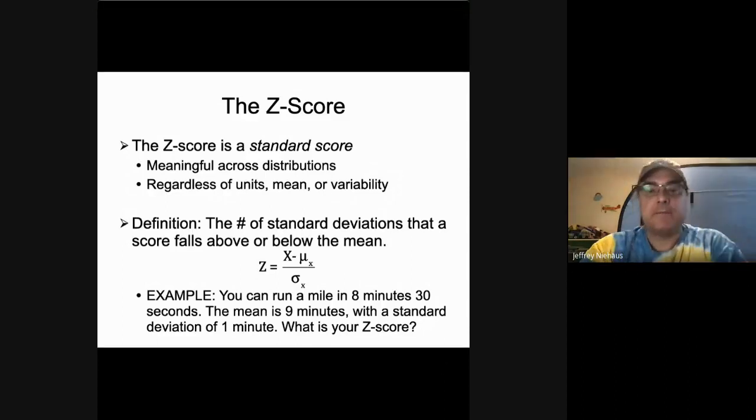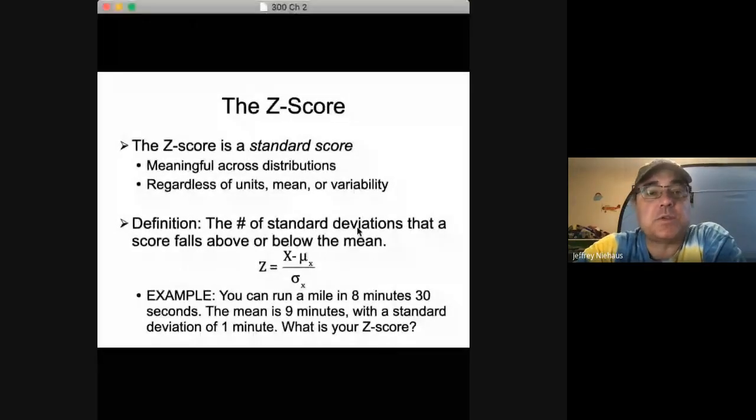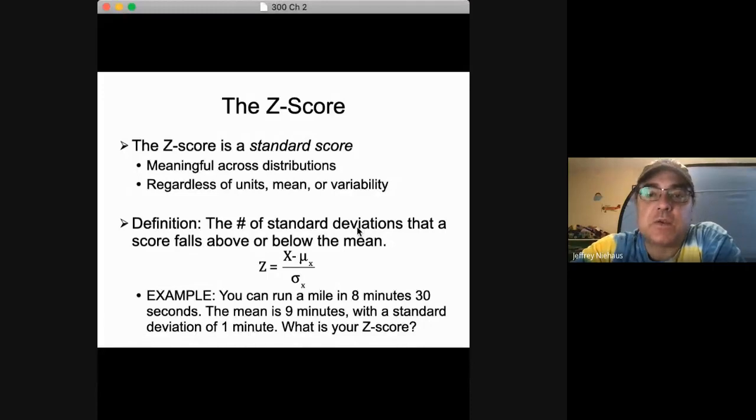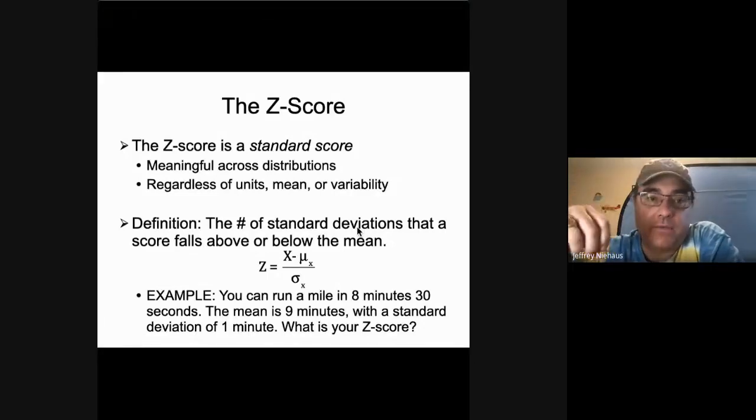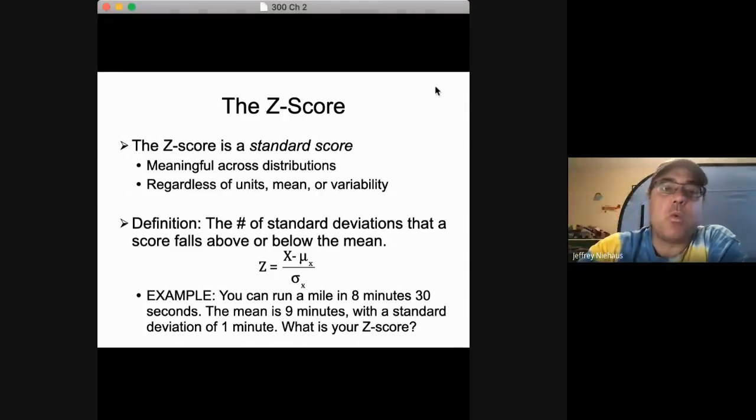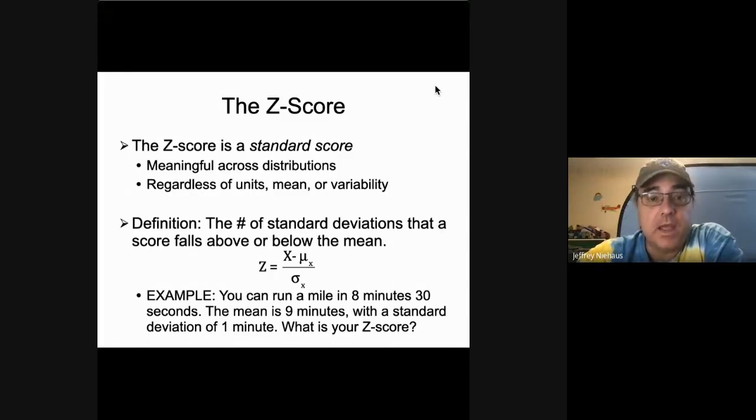Correct. Yeah, X is actually 8.5, not 8.3. Sorry, I misunderstood that question. But yeah, the z-score here is going to be negative 0.5. The standard deviation was 1 minute. That means that you are half of a standard deviation below the mean on your score. Now, it turns out that given the context here, that's a good thing. The more negative your number, the better a runner you are.